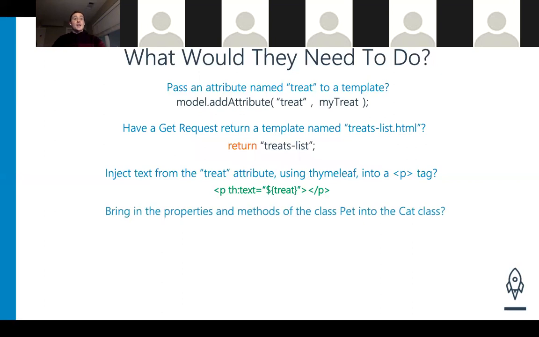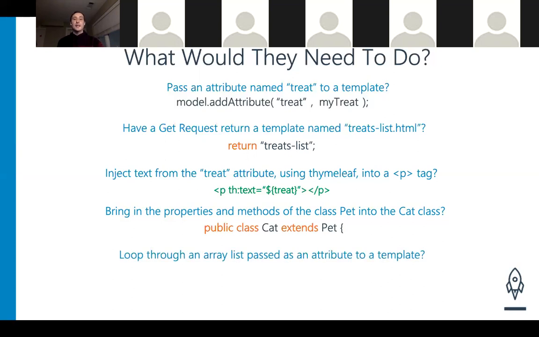All right. If we want to bring in the properties and methods of the class Pet into the Cat class, what do we type? Cat extends Pet. Very good. Public class Cat extends Pet. What if we wanted to do an interface? What word would we use there? Implements. Very good. How would we loop through an array list that's passed as an attribute to a template? What would we use? TH each. Very good. TH each.